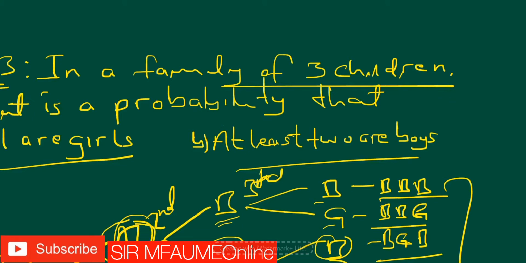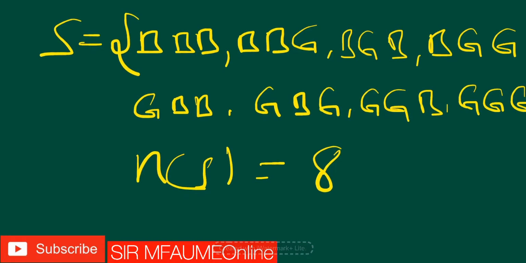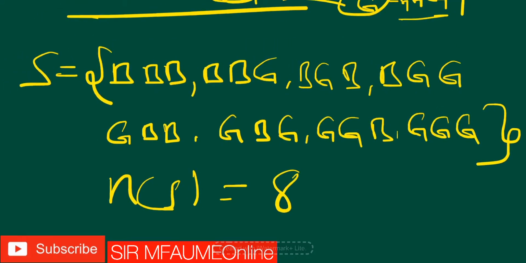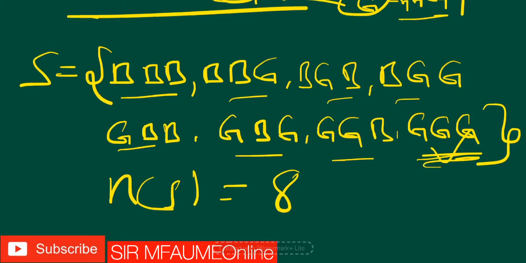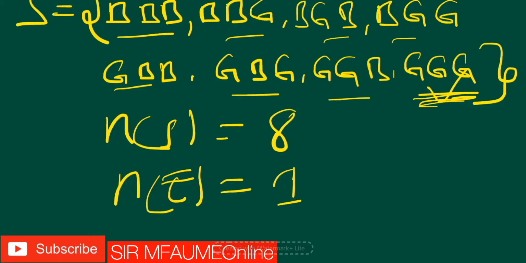The first one, we need to find the probability of getting all girls. So my event is all girls. From this set of sample space, you have to find where there are all girls. This one is all boys, not this one, but this one consists of all girls. There is only one with all girls. That means the number of events equals 1, because there is only one which consists of all girls.